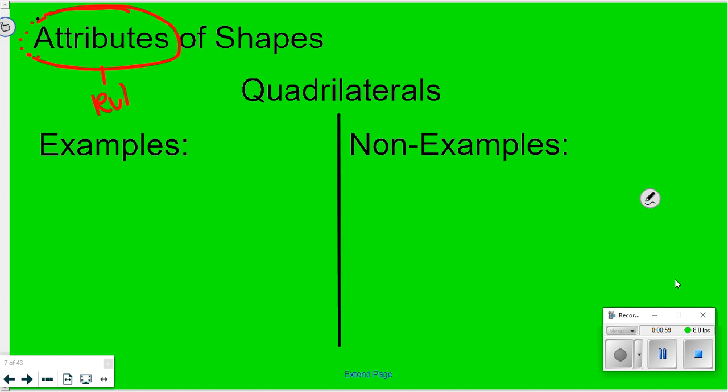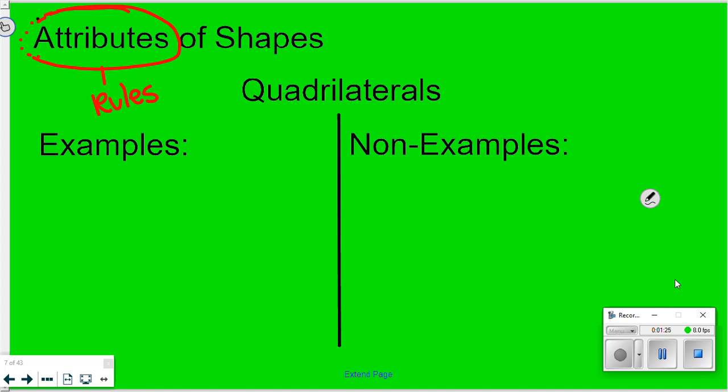Attributes are the rules of shapes. A shape is not a shape just because it kind of looks like a triangle or kind of looks like a square. There are specific rules. It has to follow specific rules in order to be that shape.